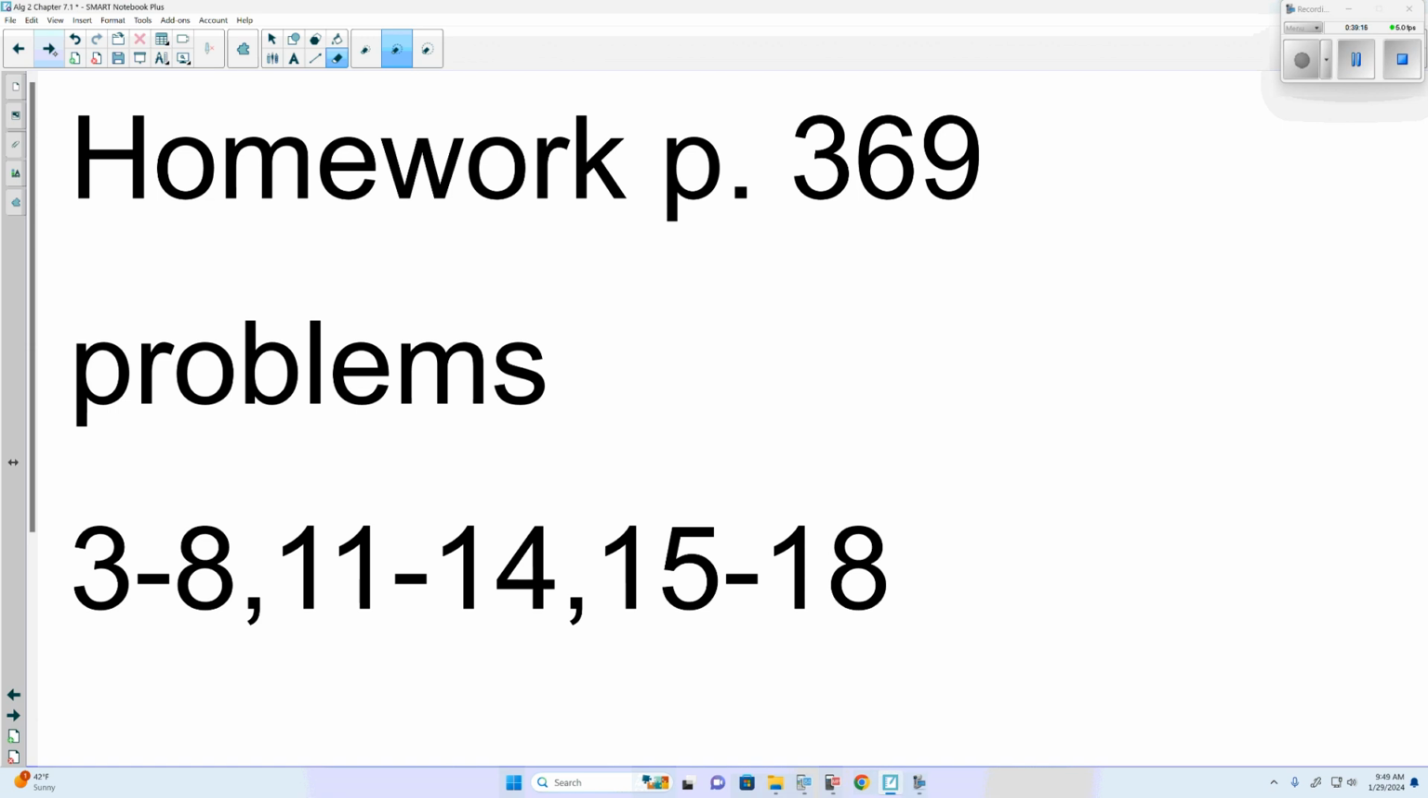For homework, 3 through 8 is determine direct, inverse, or neither. 11 through 14 is the same thing with the table. And 15 through 18 is what we finished up with. All of them but 2.